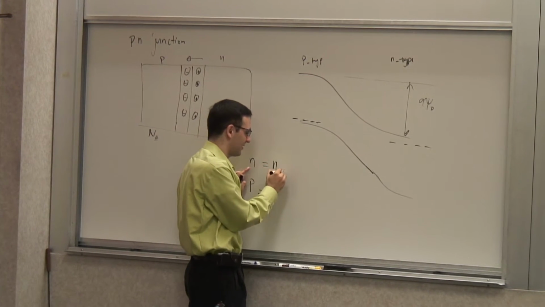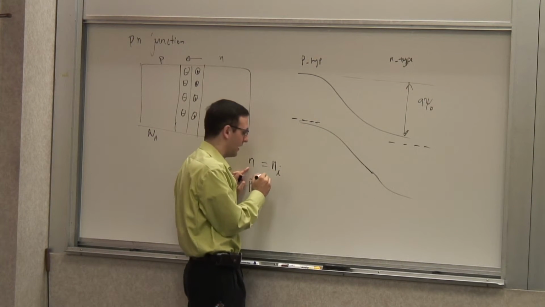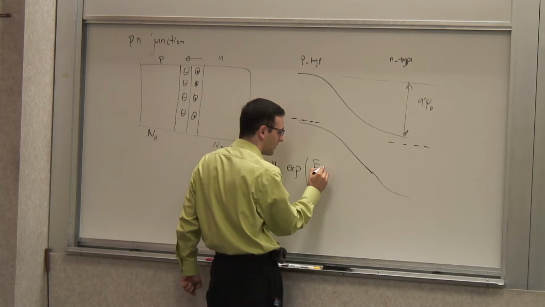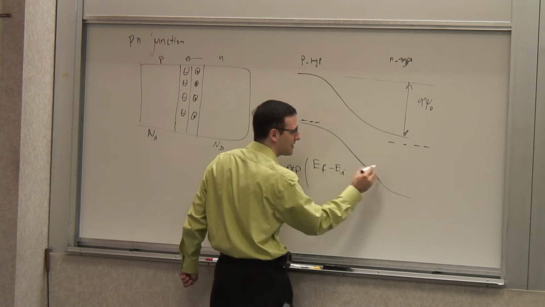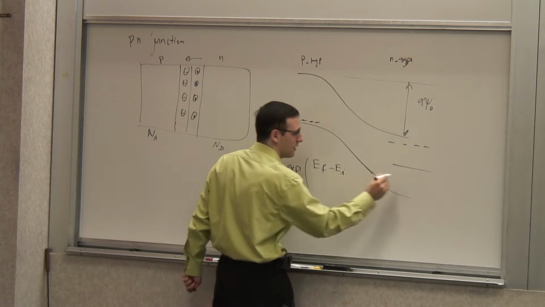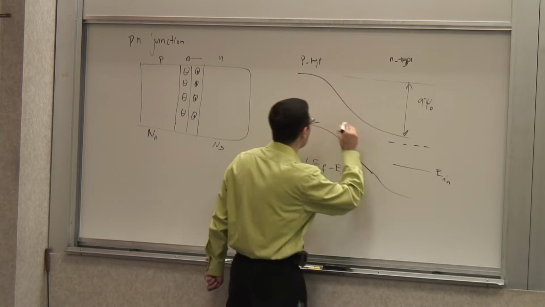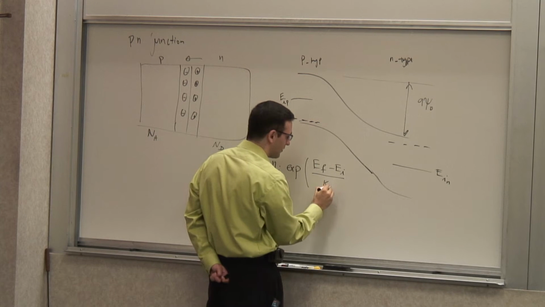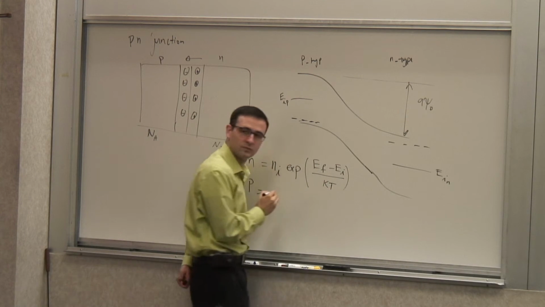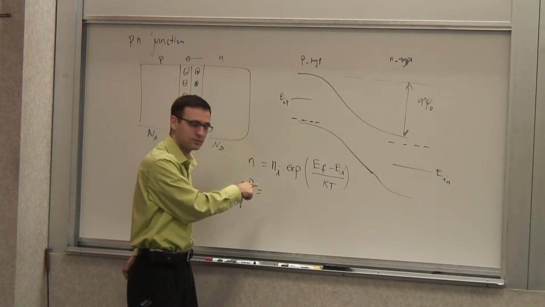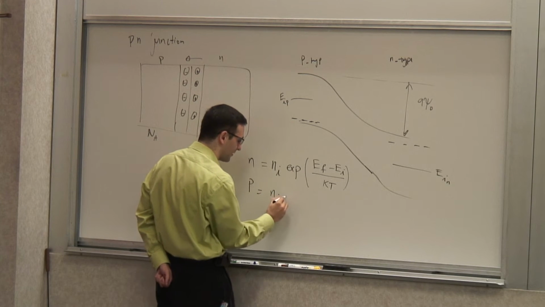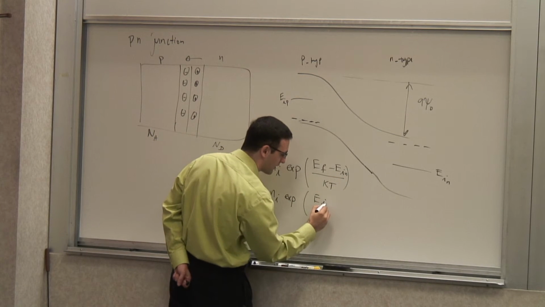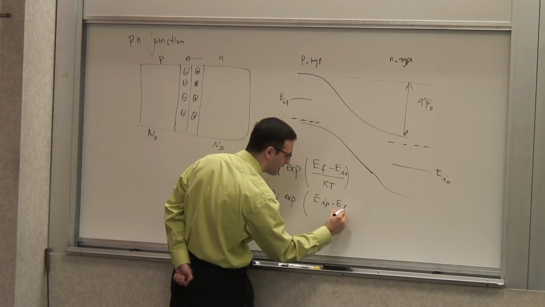It was ni, the intrinsic concentration, times e to the power of the difference of the Fermi level and the intrinsic level, whatever the intrinsic level is. So let's call this Ei on the n side and the intrinsic level Ei on the p side, right? So we derived this expression. You remember this? Right? And the same thing for the p side, which was the opposite. So it was Ei p minus Ef over kT.